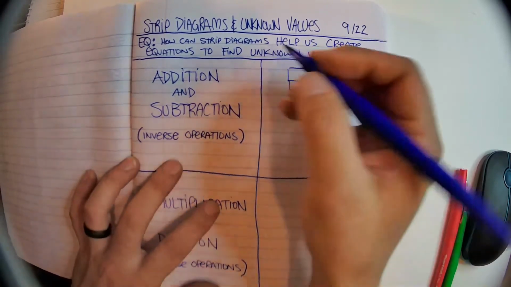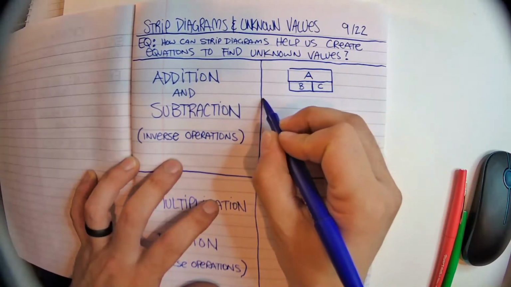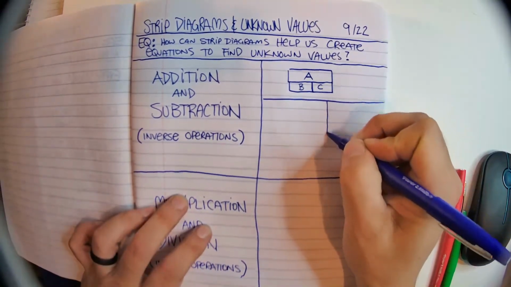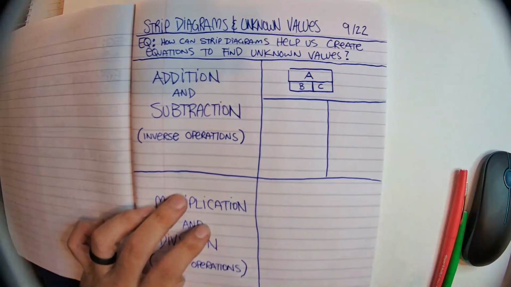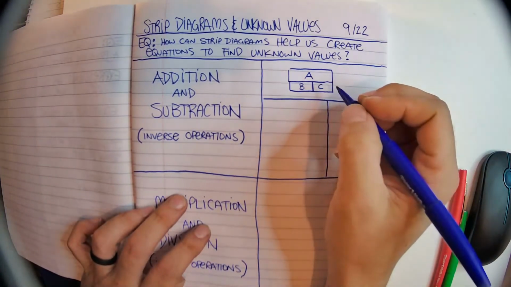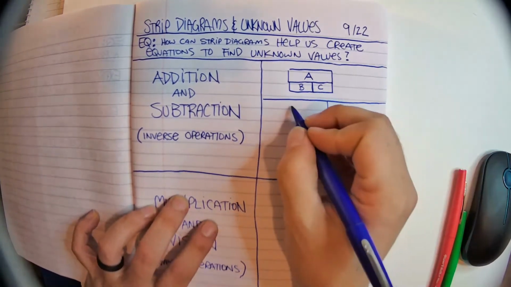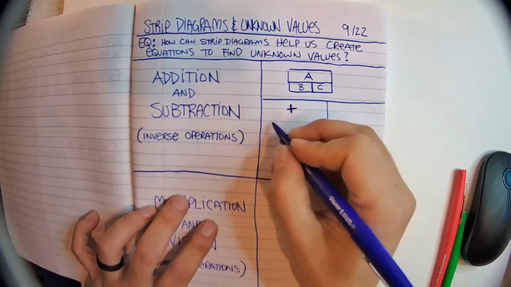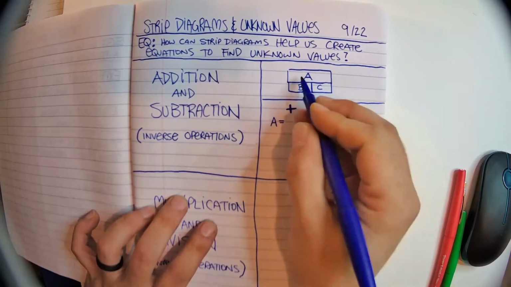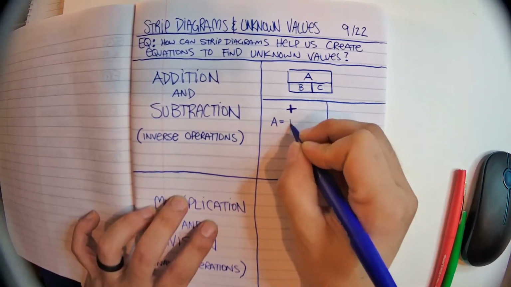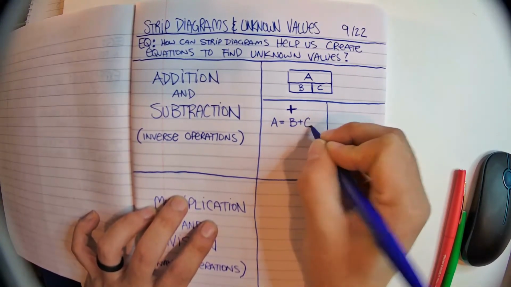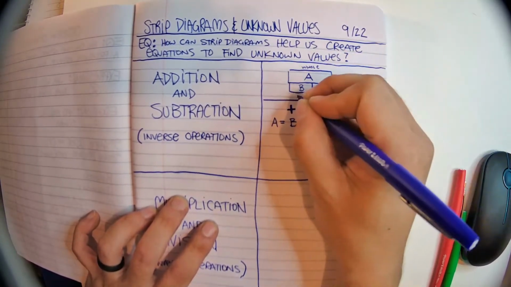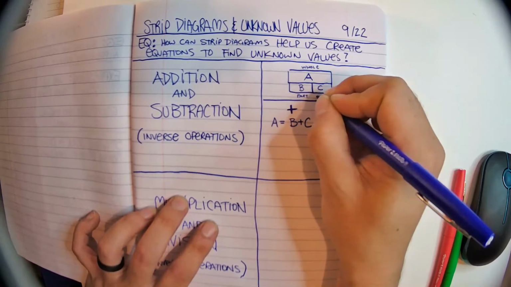So essentially, we could make an addition problem out of this and a subtraction problem out of this. All right, so if I wanted to make an addition problem out of this, I could do something like A, or my whole, is equal to B plus C. Remember, this is your whole, this is one part, and this is another part.